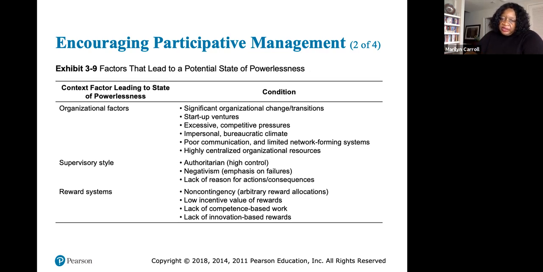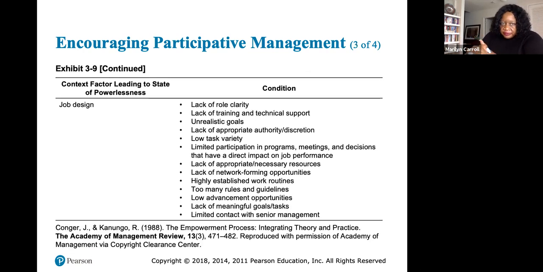Low incentive values of rewards or lack of competency-based work. Lack of innovation-based rewards also. So we want to give rewards for innovation in the companies. Powerless. Now, what else? Job design.